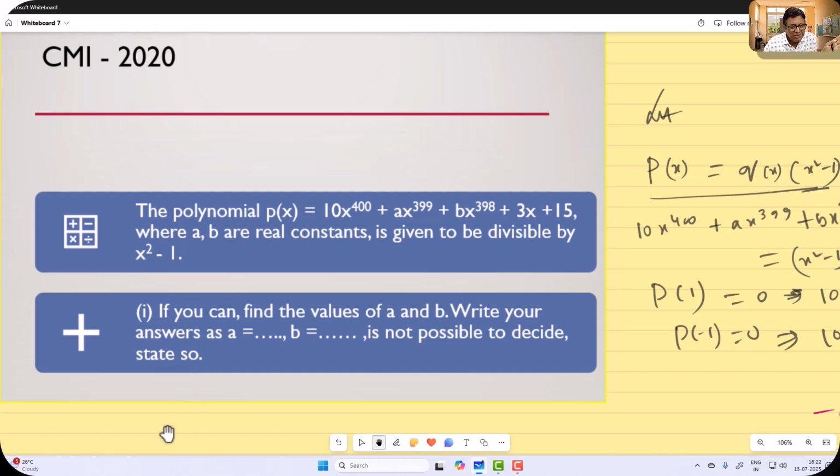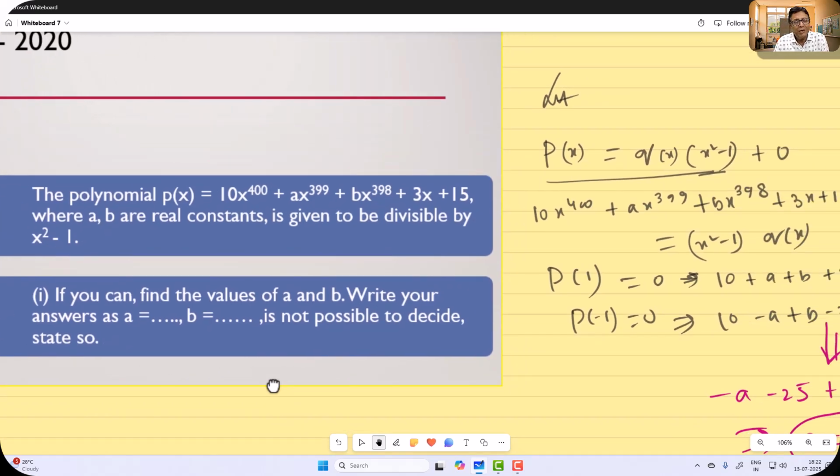As much as it was possible for me to collect, I have done it. Let us solve the main problem. We have to find a and b when x square minus 1 fully divides this one. I mean, no remainder is there. Okay? So we can write p(x) equal to the quotient. We don't know what is the quotient. Dividing by x square minus 1, remainder is 0.